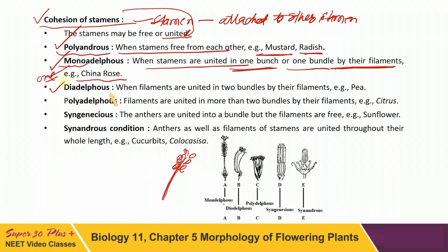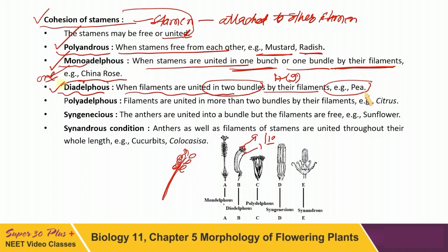Diadelphous. Di means two. You are seeing here that these are the 9 stamens and this is the 1 stamen. There are 10 stamens overall, united in 2 groups. Diadelphous: when filaments are united in 2 bundles, remember 2 bundles, one is separate and the 9 are united to make the other group. This is found in the case of pea, an important characteristic of the pea family.